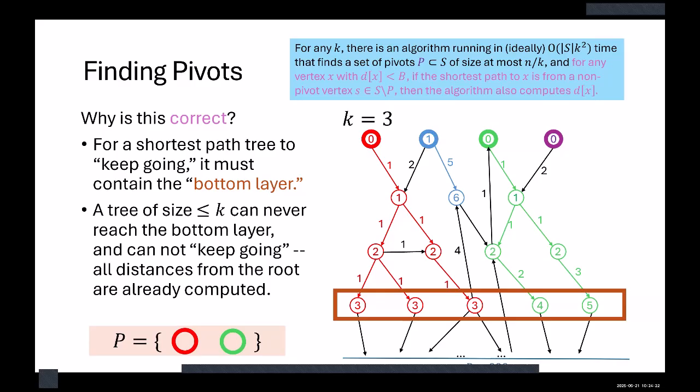But you can see that if a shortest path tree has a size less than or equal to k, then you can never reach the bottom layer because it's like a Bellman-Ford k step. You have to go 3 times. You have to go k times to reach the bottom layer. So this tree does not have a size over 3, so it doesn't even have a chance to reach the bottom layer. So if a tree has a size less than or equal to k, it does not reach the bottom layer. In other words, it does not have any access to the uncomputed vertices. So all the distances from that tree must already be computed. So indeed, the remaining work must be from a pivot vertex.